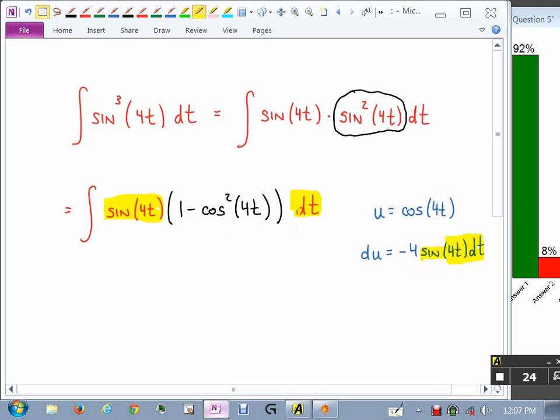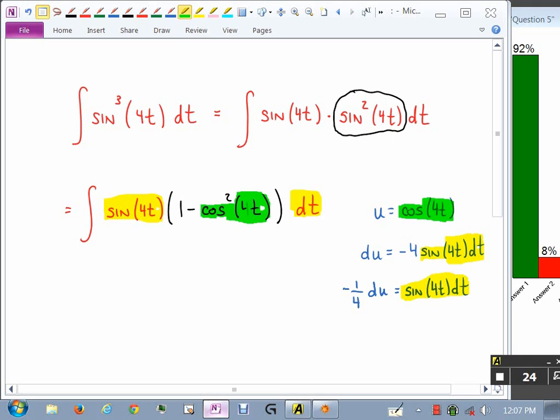It doesn't matter that that sine is on the other side of the parentheses, right? I mean, this is all multiplication. That sine can go to the back next to the dt. So I've got that. I just need to get rid of that negative 4. So what did we do last time? Divide, right? Negative 1/4 du is going to be sine 4t dt. And then on the inside, I'm going to replace cosine 4t right here.